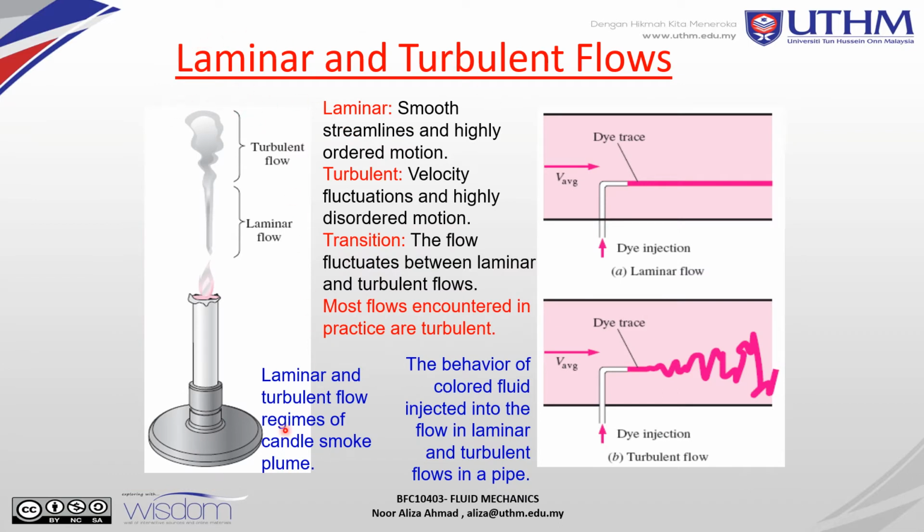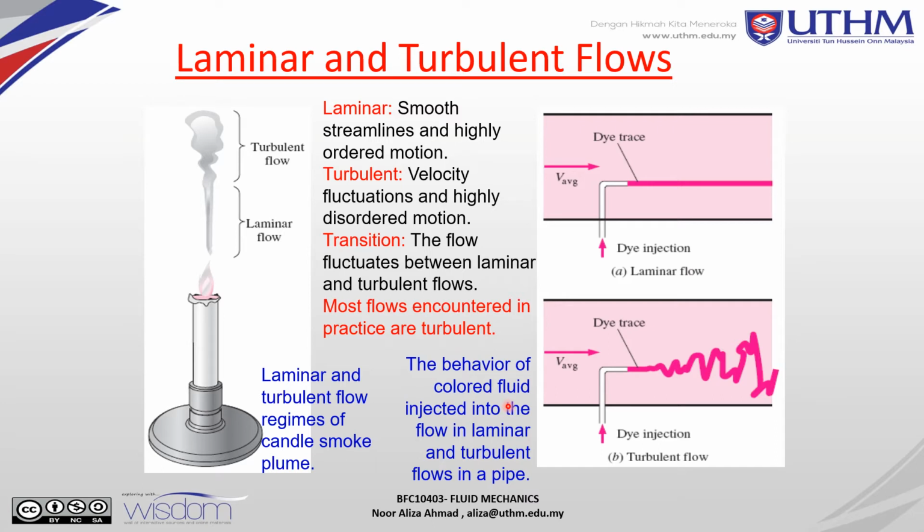So look at this concept, flow regimes of a candle smoke plume. At this stage is laminar flow and at this stage is turbulent flow. Laminar is smooth streamlines and highly ordered motion. Turbulence is velocity fluctuation and highly disordered motion. Transition is when the flow fluctuates between laminar and turbulent flow. Most flows encountered in practice are turbulent.